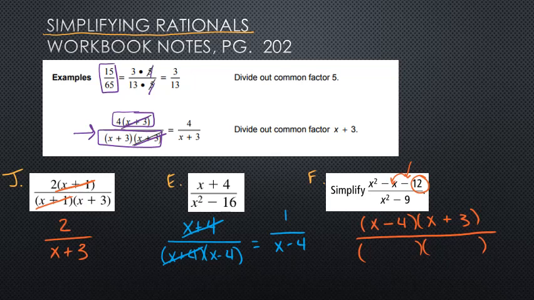And then on the bottom, x squared minus 9 is x minus 3 and x plus 3. Again, to finish this off, I'm going to cancel out what matches. So my final simplification is x minus 4 over x minus 3.